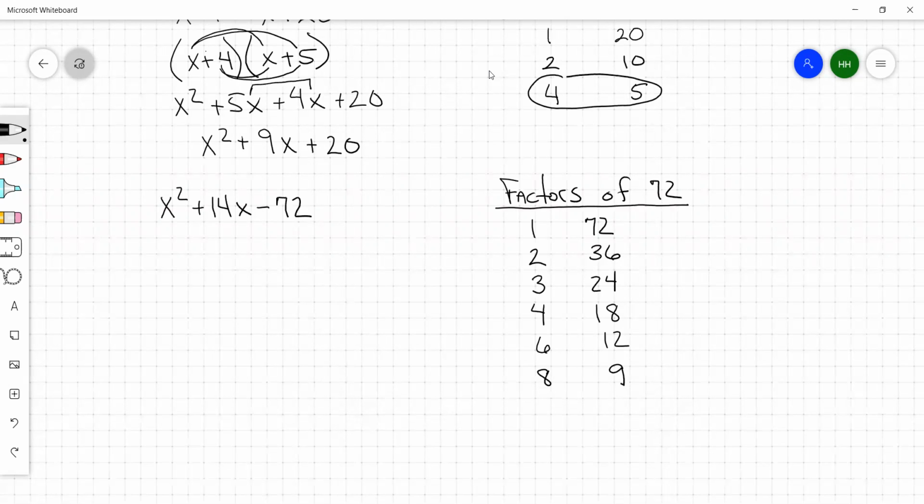All right, and do you see, if you go numerically down the left column, once you get to the 2 factors that are really close to each other, you're done, right?